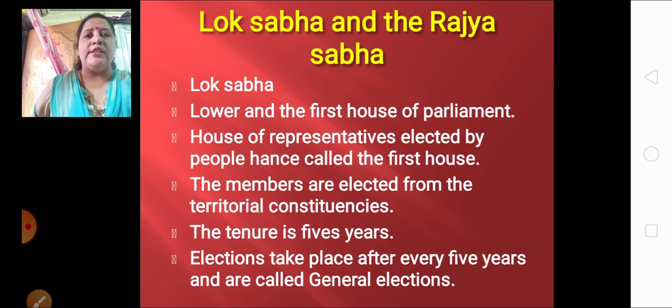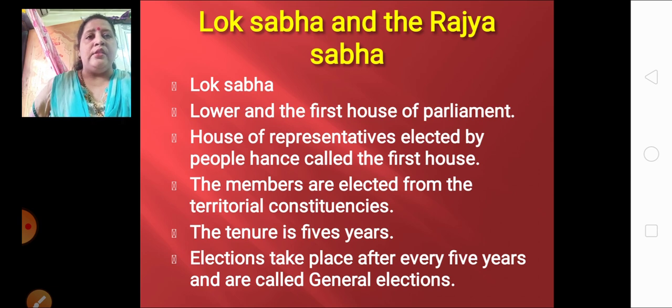Why is it called the first house of parliament? Because the members in this house are directly elected by the people. The elections take place after every 5 years. In that election people elect some representatives and those representatives are in this house of the Lok Sabha. So this house is also called the first house of parliament.